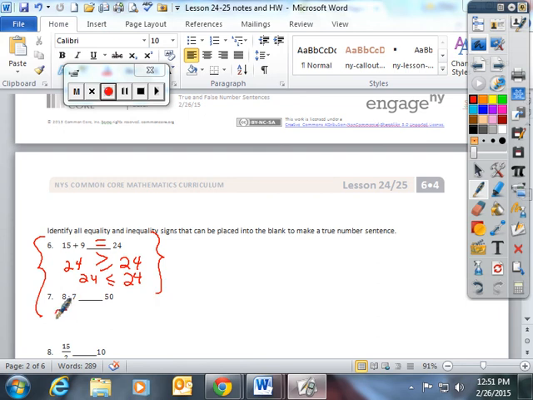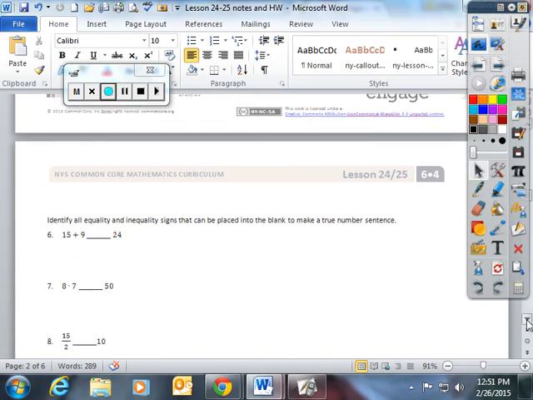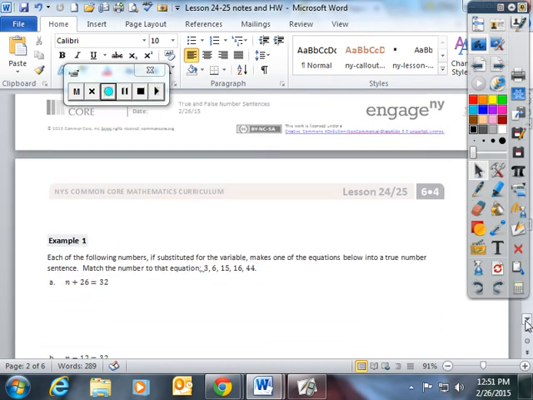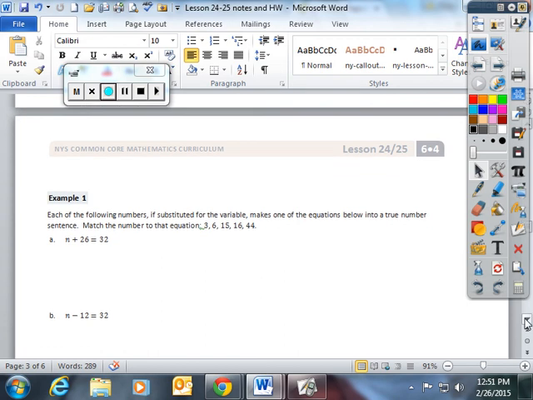8 times 7 is 56. 56 would be greater than 50. So we talked about plugging in an equation or an equality or an inequality sign to make true number sentences. And the last thing we did from lesson 25 is we looked to find solutions to make equations true.